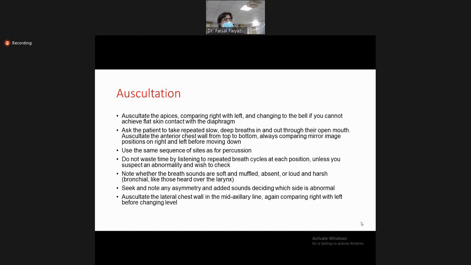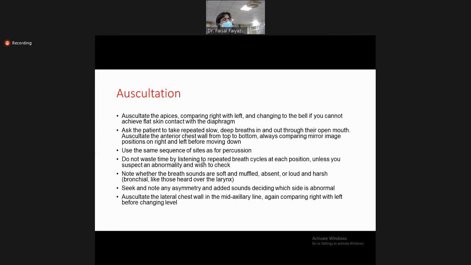Auscultate the anterior chest wall from top to bottom, always comparing mirror image positions on the right and left before moving down. Use the same sequence of sites as I have just shown you and discussed before for percussion. The same sequence of sites for auscultation and percussion.